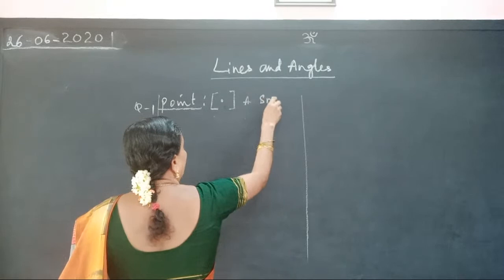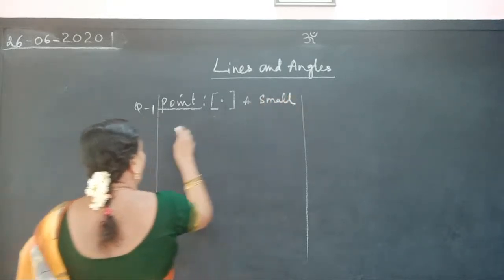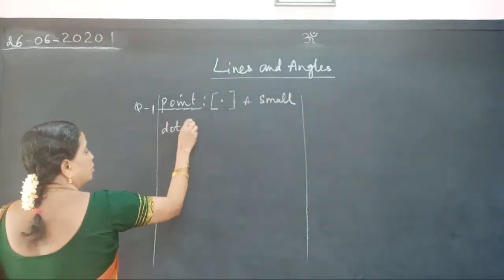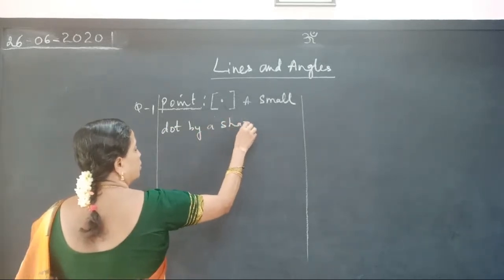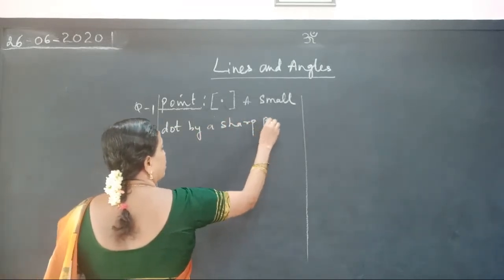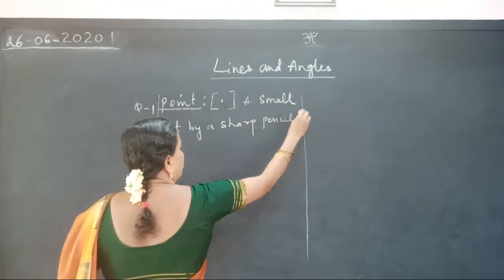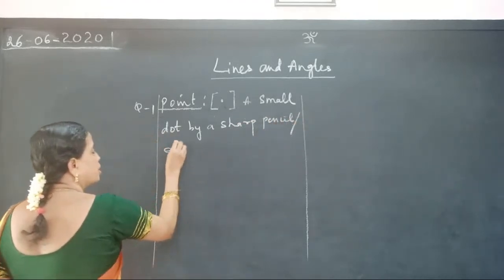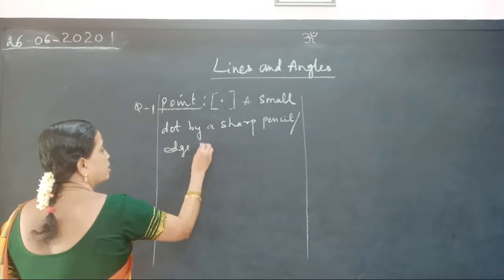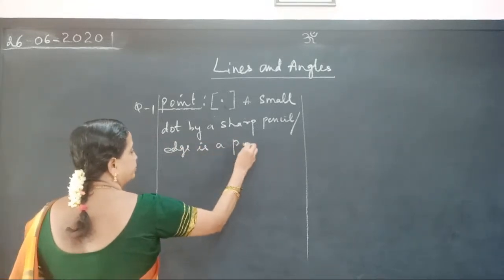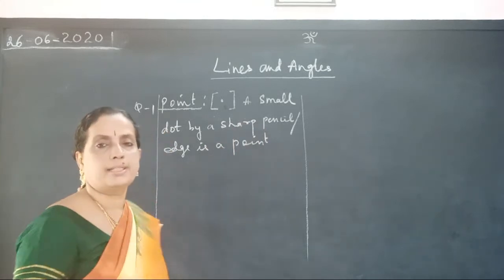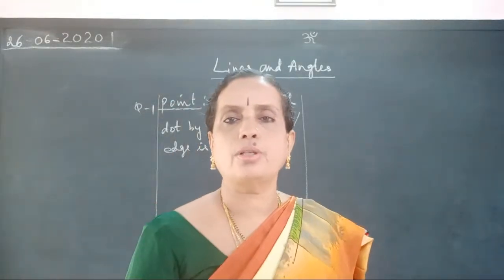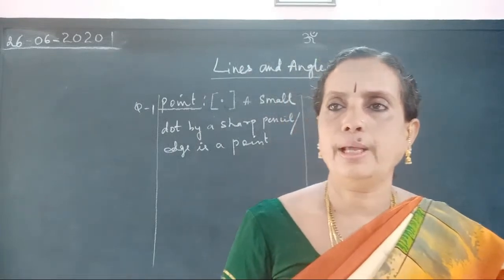I will write here: a small dot made by a sharp pencil or edge is a point. It has no dimension. It is just a mark made by a sharp point. Okay. Next.